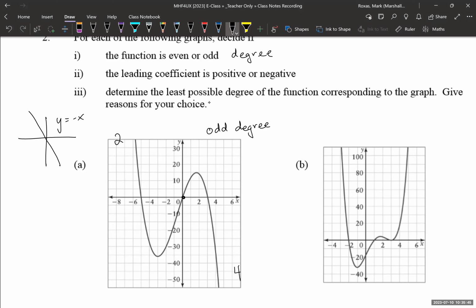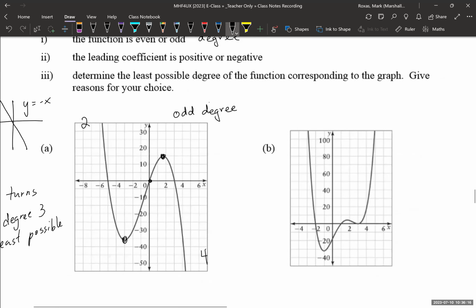So determine the least possible degree of the function. If I see 2 turning points, then 2 turns equals degree 3, least possible degree. Okay, it can't be a quadratic, it can't be linear, right? Linear functions don't have turning points. The degree 3 function could have 2 turns.